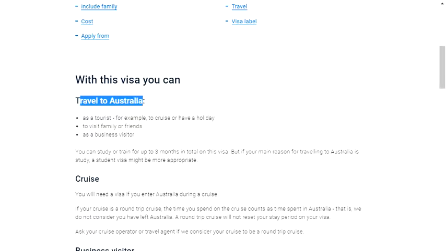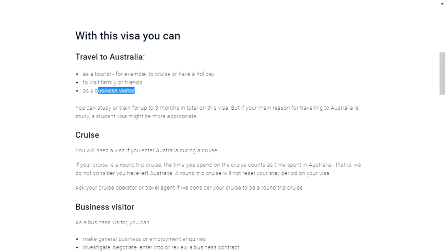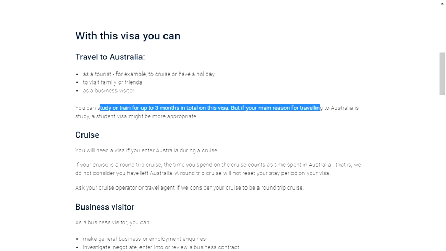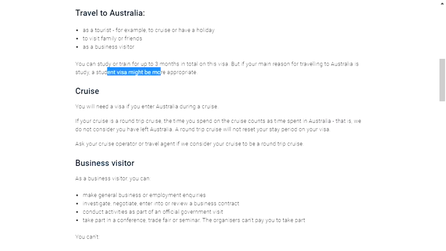With this visa you can travel to Australia, of course, as a tourist, to visit family or friends, or as a business visitor. You can study or train for up to 3 months in total on this visa, but if your main reason for traveling to Australia is study, a student visa might be more appropriate, because if your course is longer, it's always good to have a student visa.